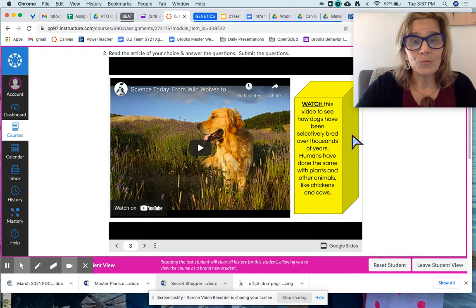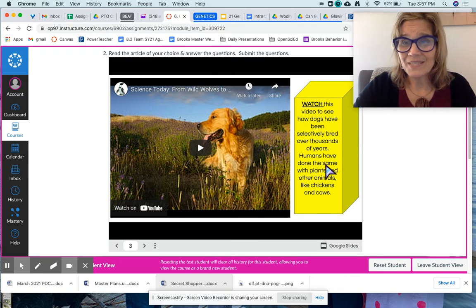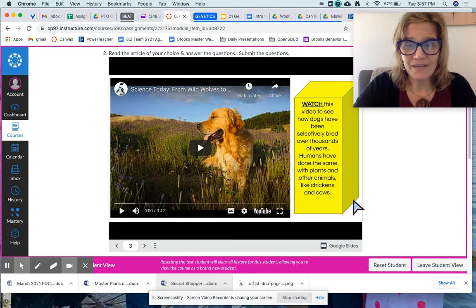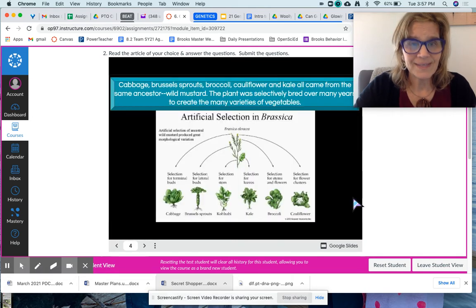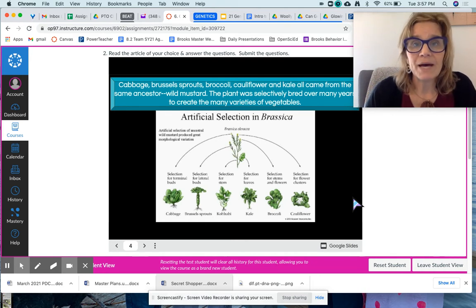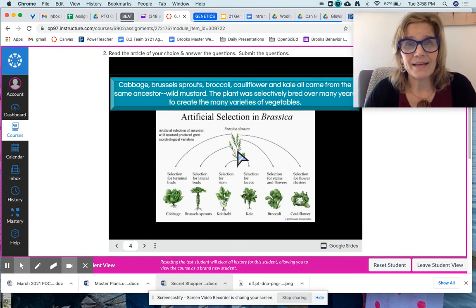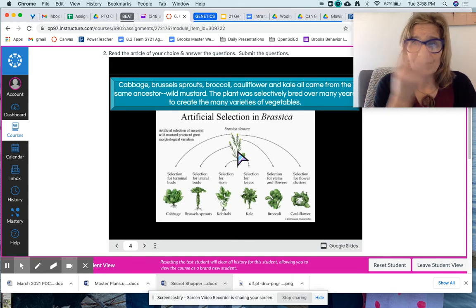So on your own, please watch this. Definitely don't forget to watch that. Then after you watch that video about the dogs, here's another example of a plant that has been modified. All of these different plants, cabbage, Brussels sprouts, kohlrabi, kale, broccoli, and cauliflower, came from this one plant. And it was just selected for different traits.